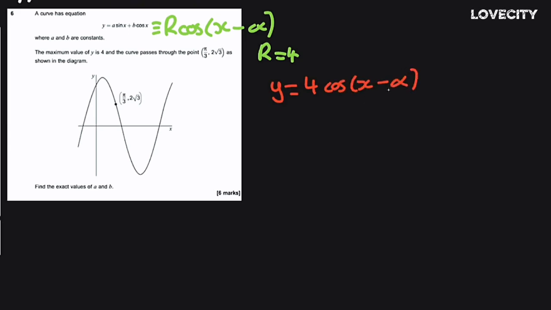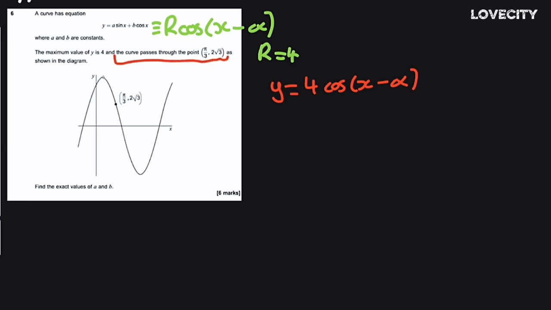Now my next task is to find alpha. I need some information. What other stuff were we told? So a and b are constants, pretty standard. The maximum value of y is 4. We've already used that fact. The curve passes through the point. This is a piece of information.